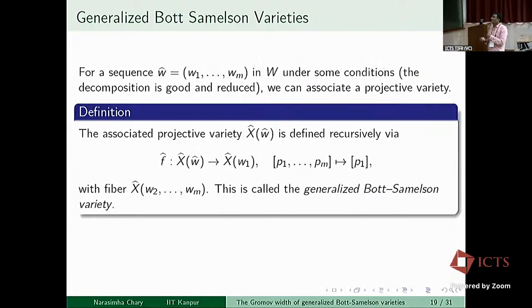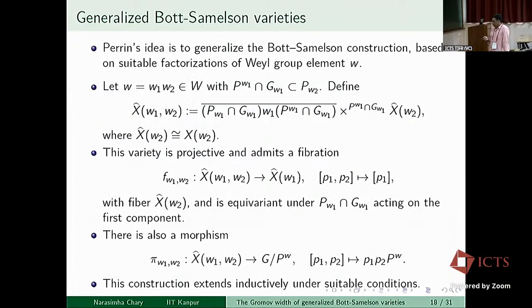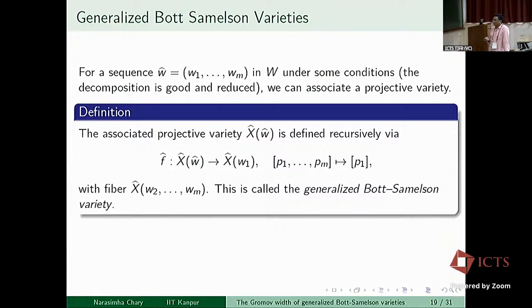Now here, I'm putting the condition "good". If you take a sequence of Weyl group elements, I'm putting some condition here, which is more or less saying that this group is acting on the right side. These are the conditions. Reduced means you take the lengths of all these Weyl group elements, and that is equivalent to the length of W. This is a reduced and good decomposition of your Weyl group element.